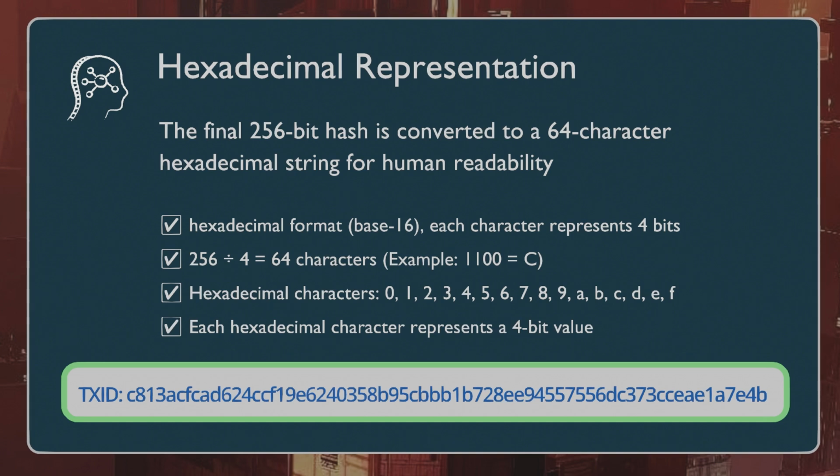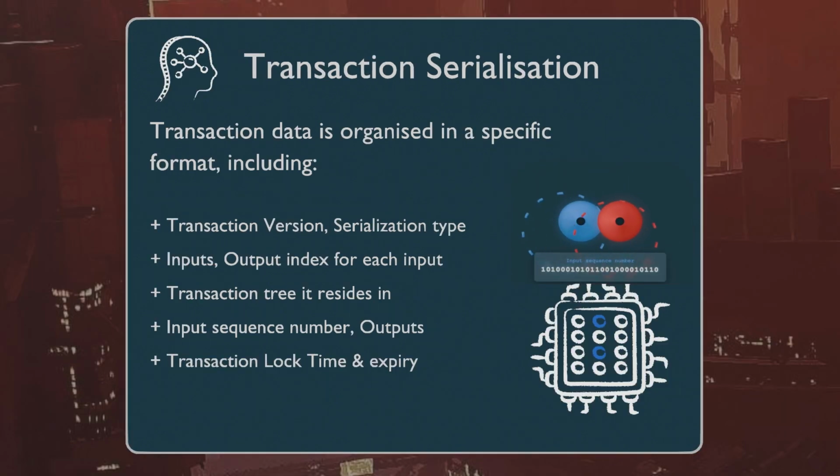Here's what gets blended into the transaction ID. Transaction version, serialization type, which is a special value that identifies the type of hash and doesn't include witness data. Inputs or outputs being spent. The output index for each input. The transaction tree it resides in. Input sequence number. Outputs being created, which consists of the output amount, the payment script version, and the payment script. Transaction lock time. The optional transaction expiry block height, which is typically set to no expiry.